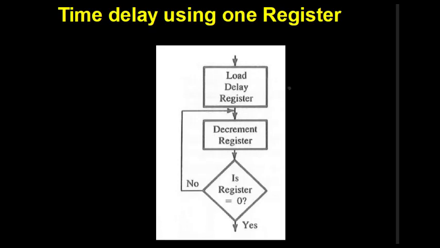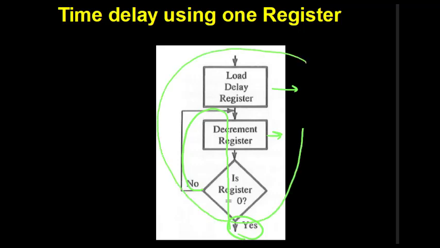The first step, as we can see, is load delay register. So we need to load the count or some number in the register. Then we will decrement the register and check whether the register is 0 or not. If it is not, then again go on decrementing until it becomes 0. When it becomes 0, we come out of this. So this particular program will generate a time delay.